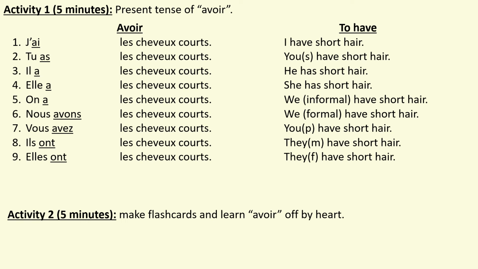So for your next activity, I want you to make flashcards and learn avoir off by heart. Now here is an example. On one side of the card, I want you to write in French. On the other side, I want you to write down the English. So take 5 minutes to make the cards and then learn it. When you press play again, we'll be doing some practice on that verb, so make sure you know it very well.